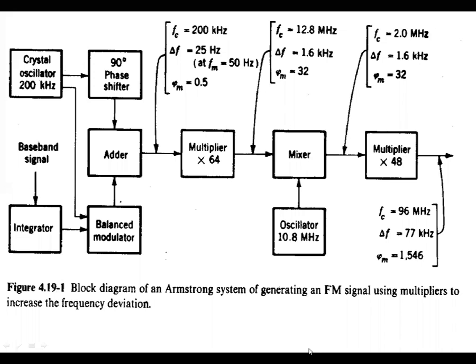98.5 FM. So that means the FM radio frequency range is 88 to 108 MHz. This band of frequencies is allocated for broadcasting purposes by the FCC. The committee has given this frequency band, 88 to 108 MHz.